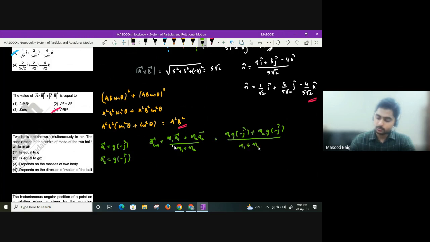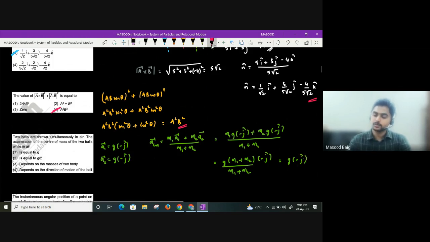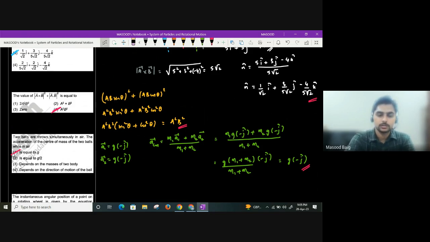m1 plus m2. So if I take g common here, what are we going to get? You will get m1 plus m2 into minus j cap divided by m1 plus m2. So what will this be? It will be g minus j cap. If both have same acceleration, guys, then it will be equal to g. It will not be depending on the masses. Understood, everyone? Clear, all of you?